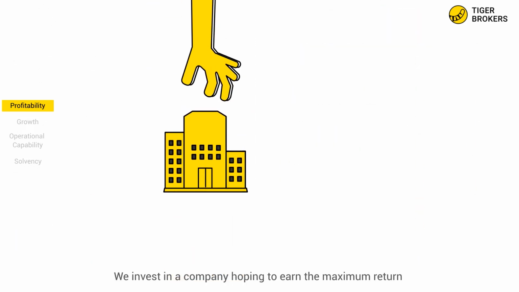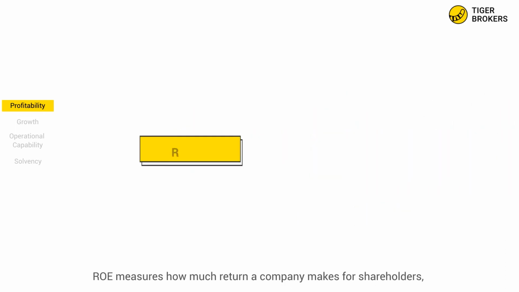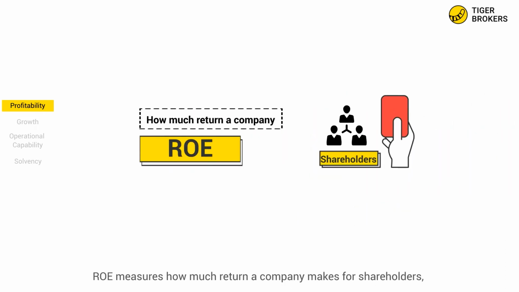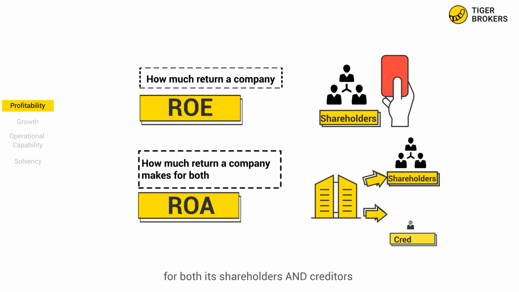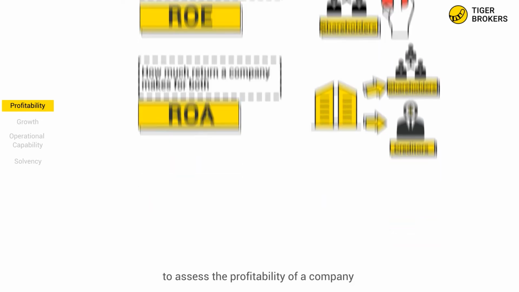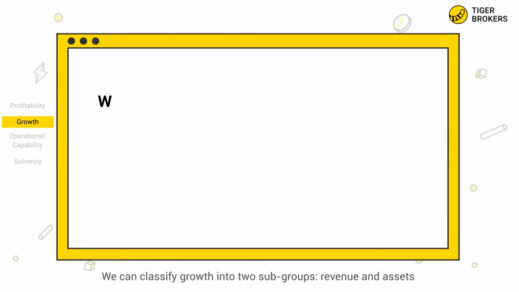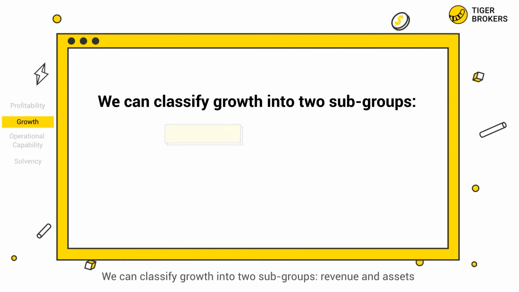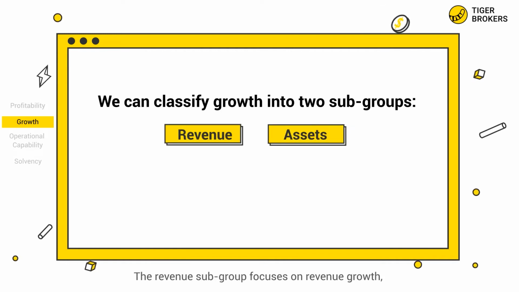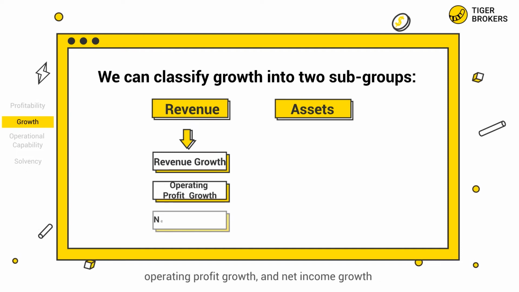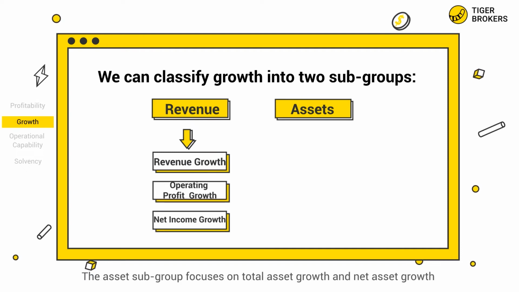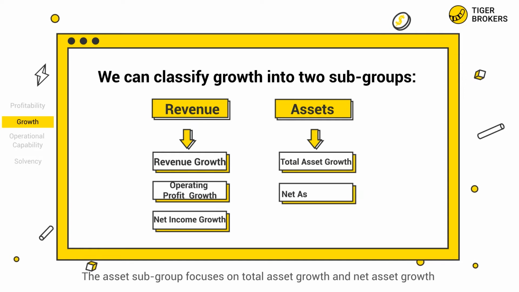We invest in the company hoping to earn the maximum return. ROE measures how much return the company makes for shareholders, while ROA measures how much return the company makes for both its shareholders and creditors. With this principle in hand, we will certainly be able to assess the profitability of a company. The second metric, growth. We can classify growth into 2 subgroups, revenue and assets. The revenue subgroup focuses on revenue growth, operating profit growth, and net income growth. The asset subgroup focuses on total asset growth and net asset growth.